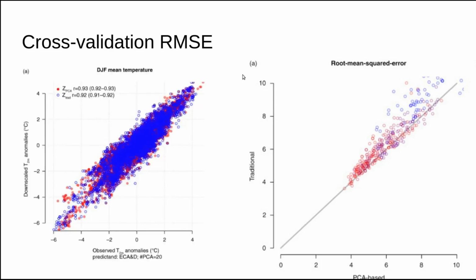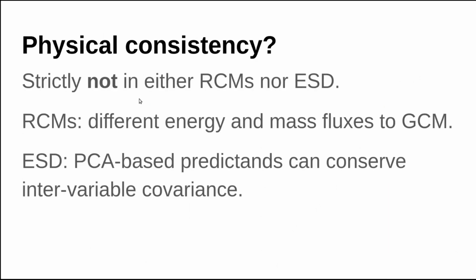And here we also see that when we do the cross-validation scatter plots between the observed anomalies and downscaled anomalies, we see that the correlation of the PCA-based approach is slightly higher than the correlation of the traditional. So it's just marginally better.